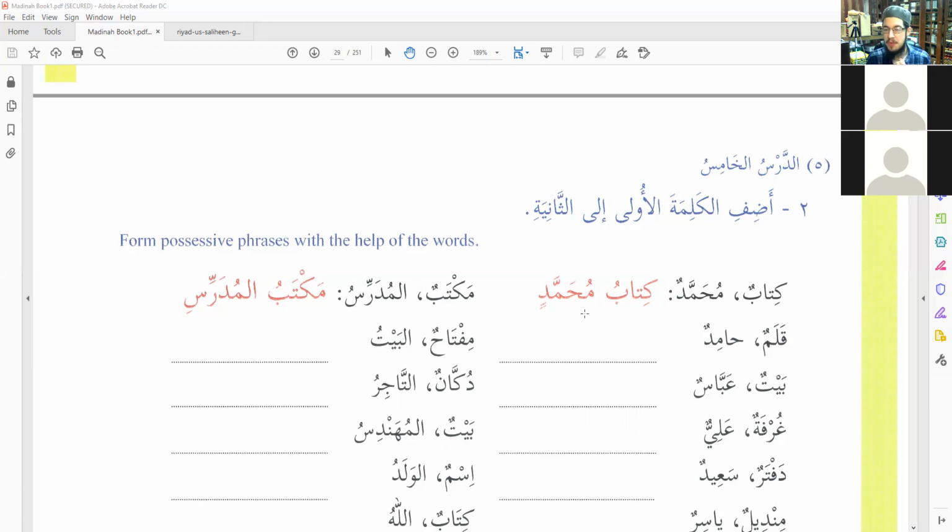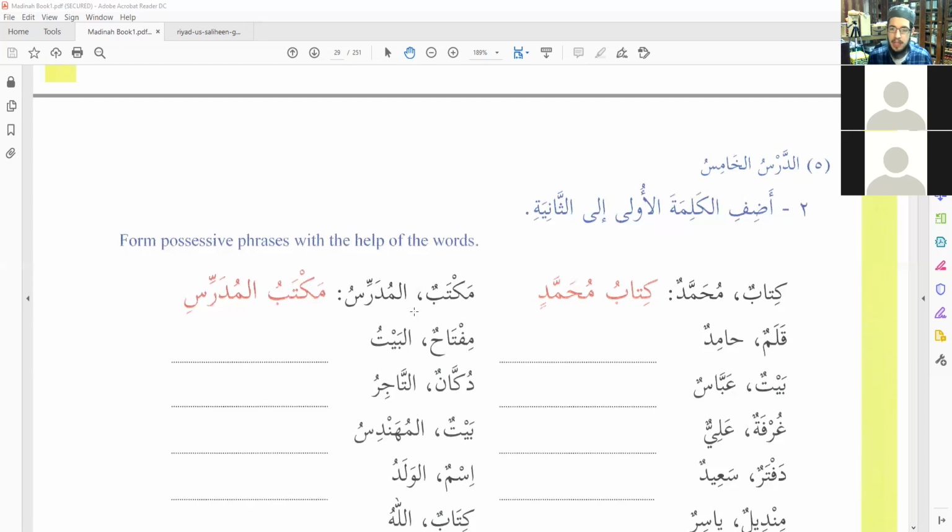What's the nature of this relationship? It's a possessive relationship. The book is going to belong to Muhammad. And so kitabun is going to drop its tanween and just keep one dhamma, kitabu. Muhammadun is going to change to Muhammadin, because now that Muhammad is the possessor, he has to be majrur. He has to be in the genitive case.